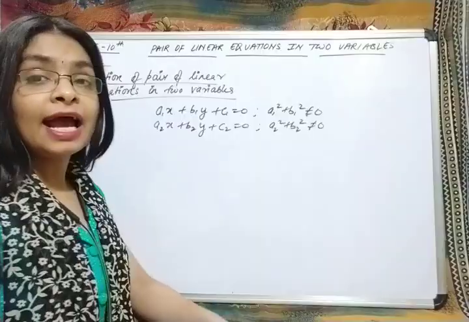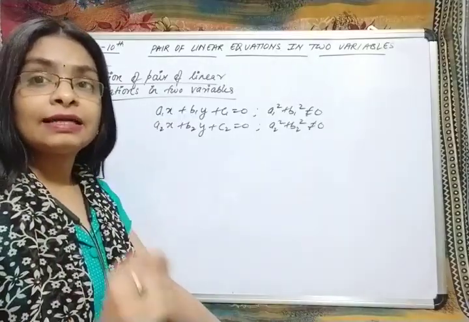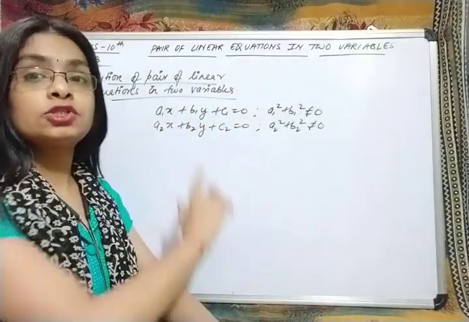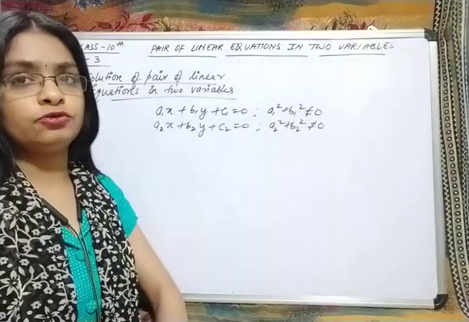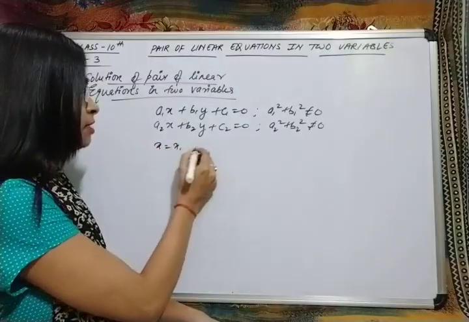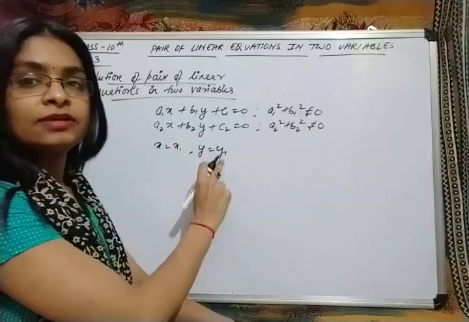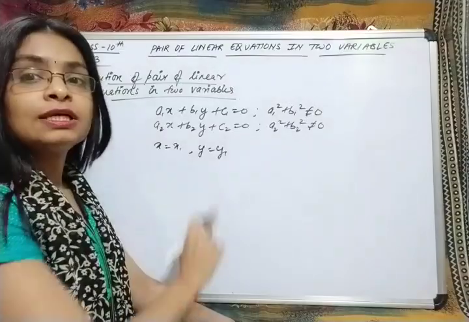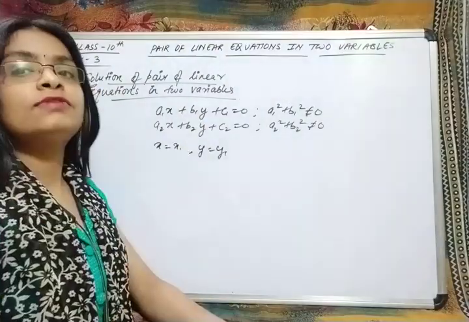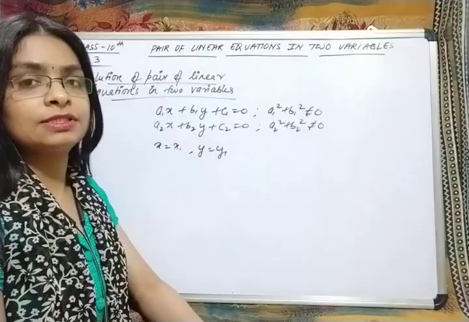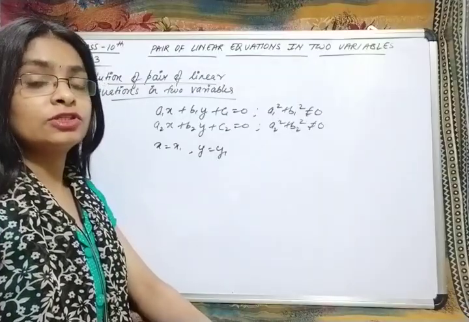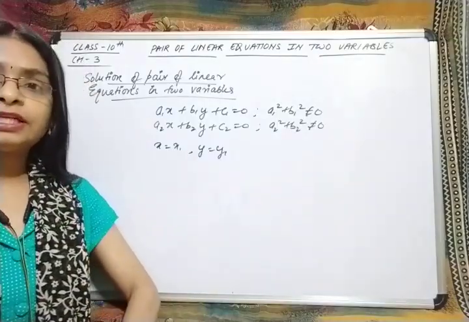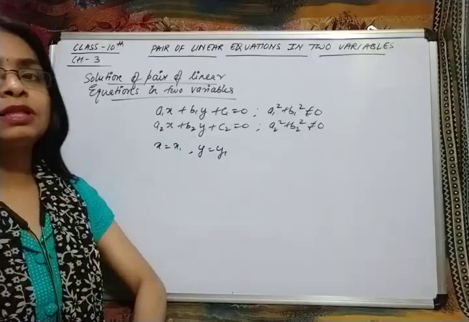What does that mean? That means the common solution. The values of x and y which satisfy both the equations are known as the solution of the pair of linear equations in two variables. If I take x is equal to x1 and y is equal to y1, and if this x1 and y1 satisfy both the equations, that is the common solution of both. This is the solution of a pair of linear equations in two variables. So the solution of a pair of linear equations means a common solution which satisfies both the equations.